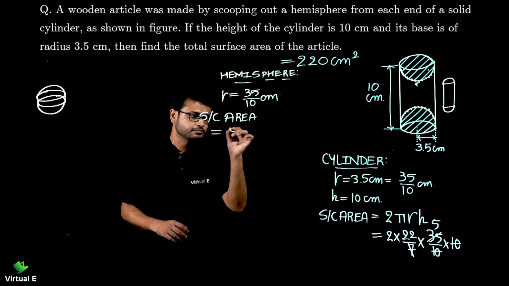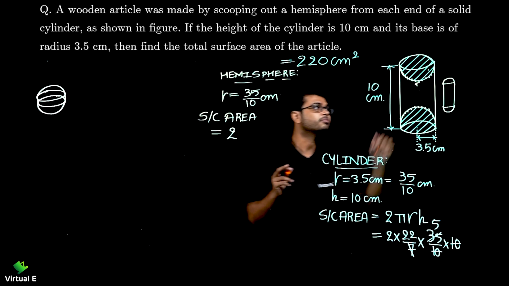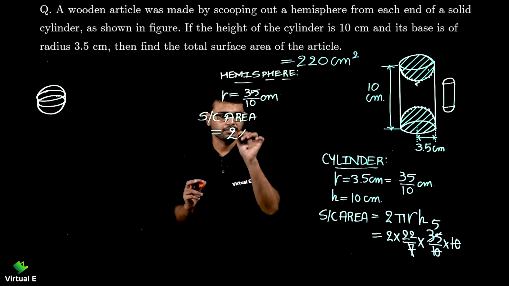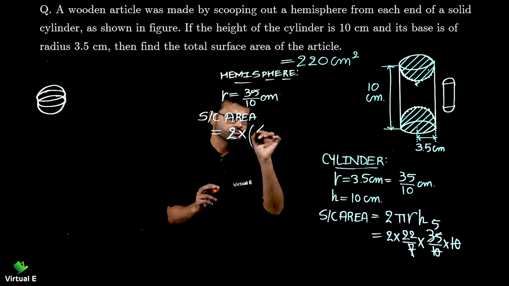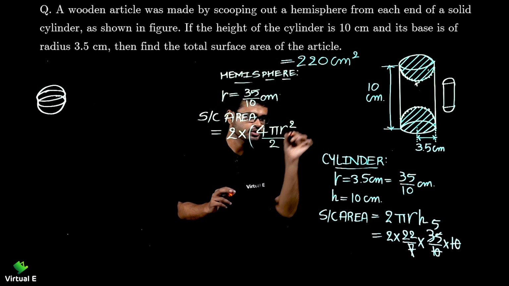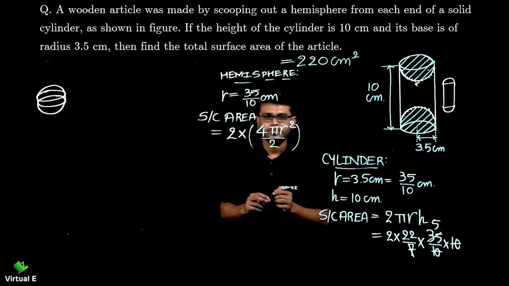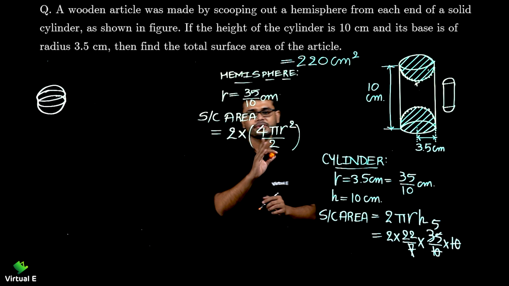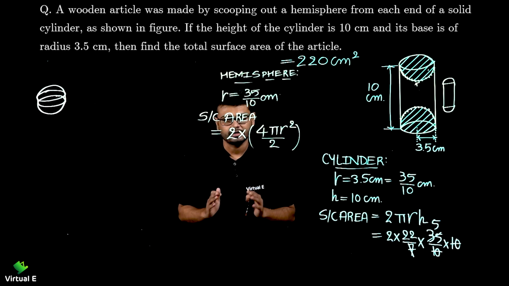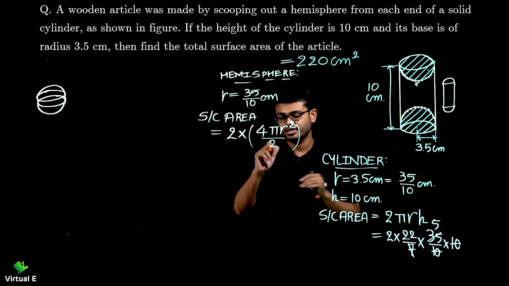It is equal to, first of all, I am writing 2, because there are two identical hemispheres. Same, 2 into 4 pi r square and denominator 2 again. Can you guess why I am writing 4 pi r square upon 2? Let me tell you if you are not able to get it. 4 pi r square is the surface area of the sphere, and I'm talking about the hemisphere, so half of it, so divide by 2.